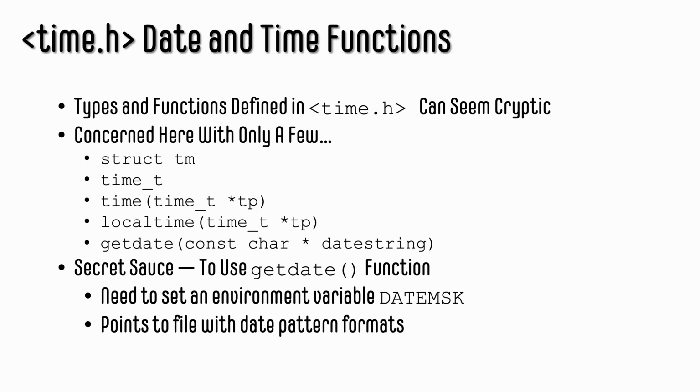Date and time functions can be quite confusing, especially if you're trying to decipher the time.h header file and the functions and the structures and types that are provided there. So yeah, it can seem cryptic, not only to a novice, but to people who have been programming for a while, especially if you're new to C and you don't do date calculations very often.